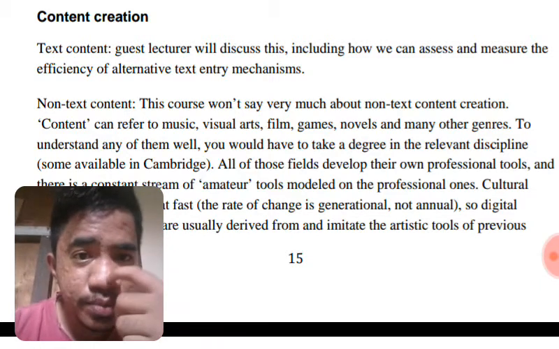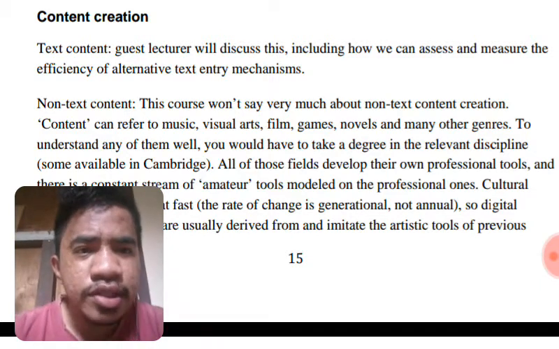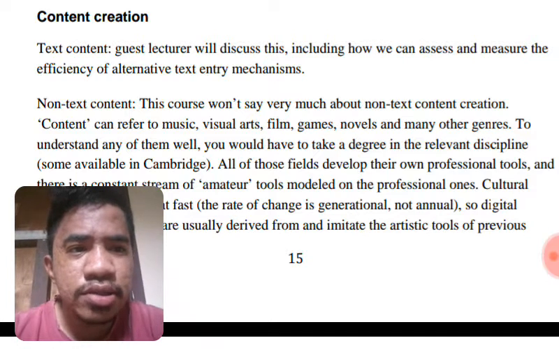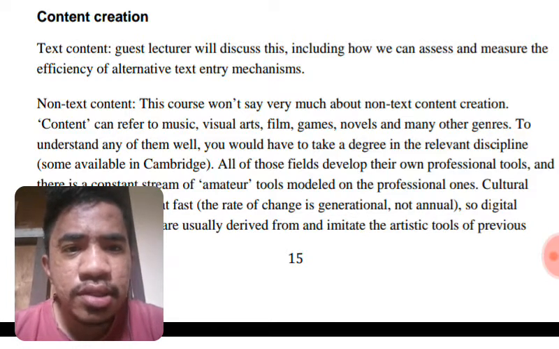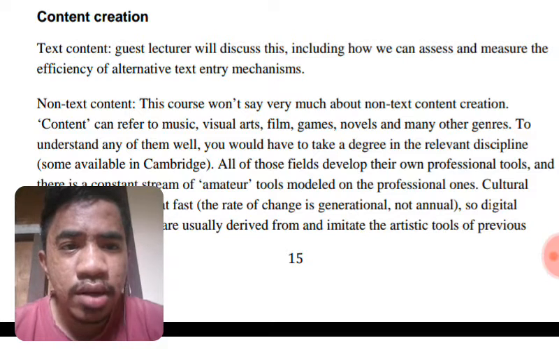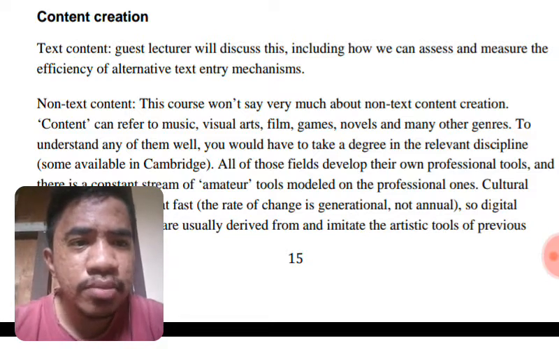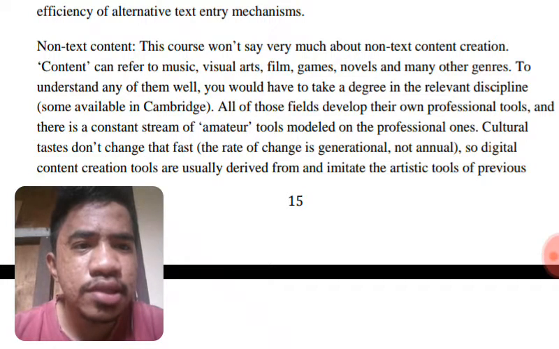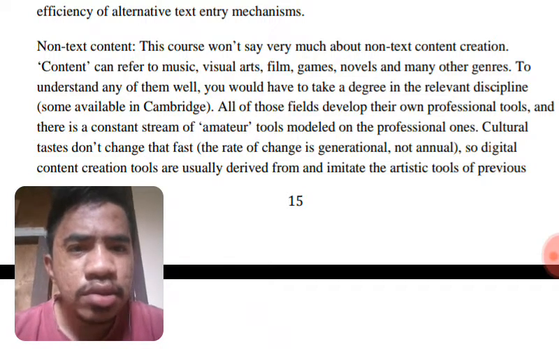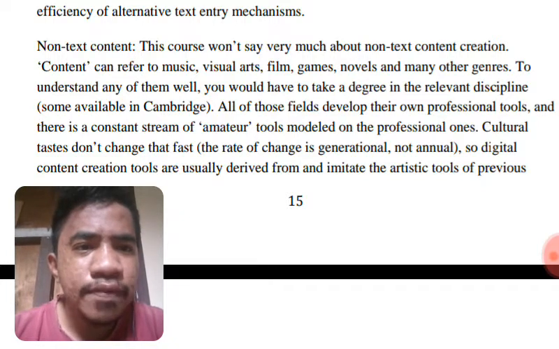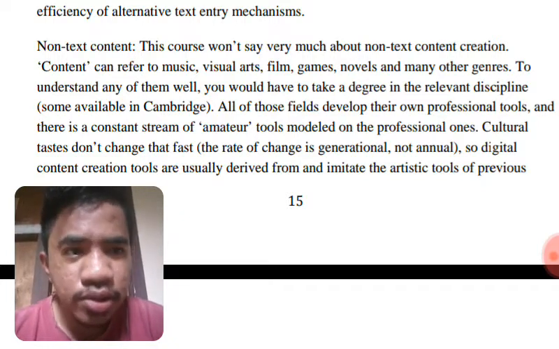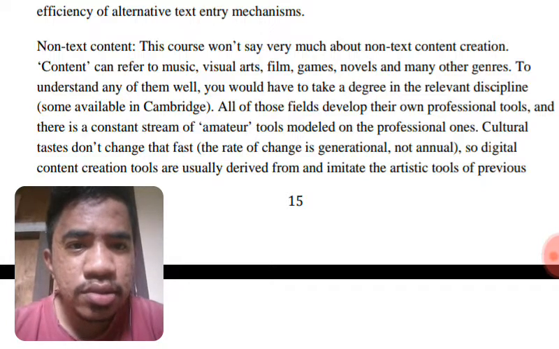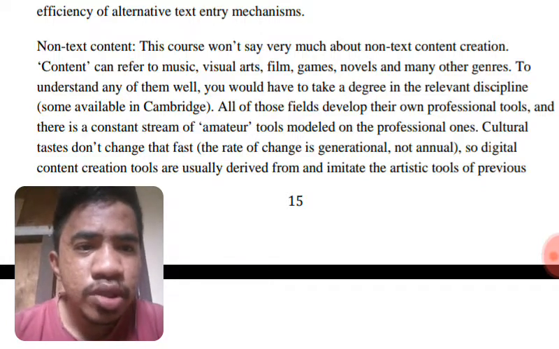This course will not say very much about non-text content creation. Content can cover music, visual art, film, games, novels, and many other genres. To understand any of them well, you would have to take a degree in the relevant discipline, some available in Cambridge. All of these fields develop their own professional tools, and there is a constant stream of amateur tools modeled on the professional ones.